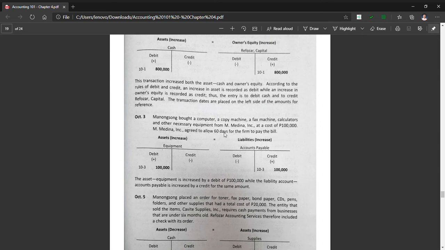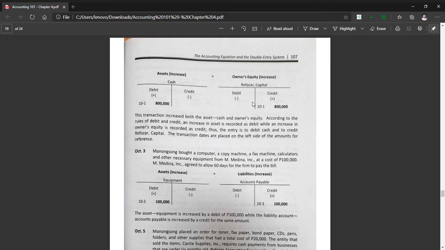So increases in the equipment. An equipment is an asset. Sa asset yung equipment. So increases in the equipment should be recorded in the debit side. So debit 100,000. While lumaki din naman ang utang natin, right? So yung utang natin or your liability, specifically your accounts payable, should be increased. So yung liability, katulad lang din ng owner's equity na nasa right side of the accounting equation. So every increase in the liability should be recorded in the right side or in the credit side. So we will be crediting accounts payable 100,000.